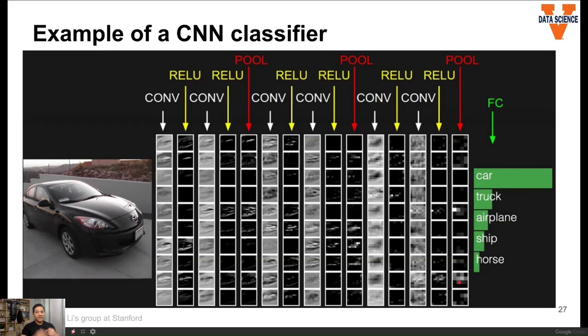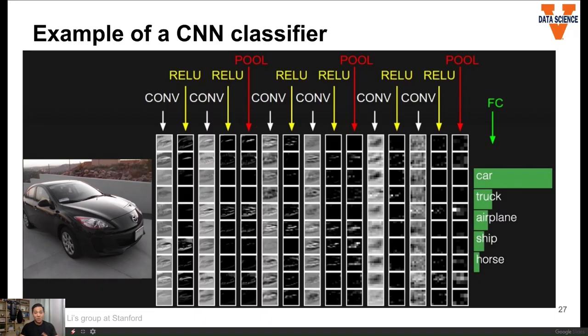Okay. Lastly, I want to show you an example of a CNN classifier image taken from Fei-Fei Li's group at Stanford, and they were able to detect images of cars here through a fully connected layer. This is high probability. It also detects other probabilities, but you can see the layers of convolution, ReLU, pooling layers, and so on and so forth. So this is it for the convolutional neural net.